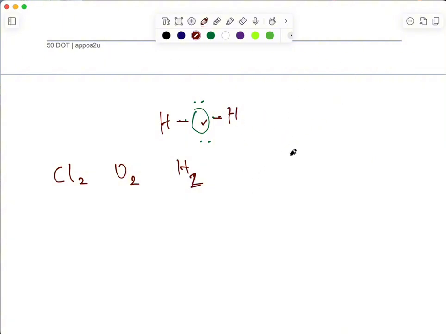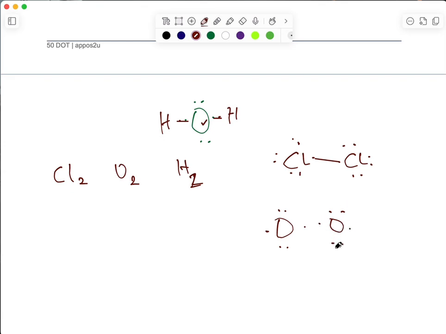So just like if you have chlorine now, so you have chlorine 1, 2, 3, 4, 5, 6, 7. Another chlorine will come, 1, 2, 3, 4, 5, 6, 7. So the two of them will come and they will share these two like this, and then they will become completed. And the same thing with oxygen. So you have oxygen 1, 2, 3, 4, 5, 6, and you have oxygen 1, 2, 3, 4, 5, 6.